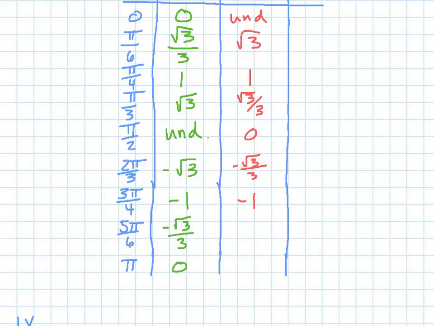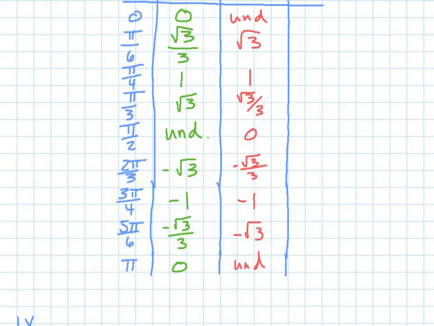Okay. And then at 5 pi over 6, you get negative square root of 3 over 2 divided by 1/2. Flip that up. That gives you negative square root of 3. Okay. And then at pi, now you're back to having negative 1 divided by 0. So that gives you an undefined.